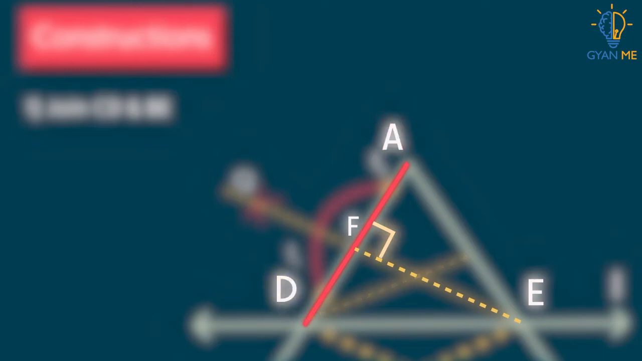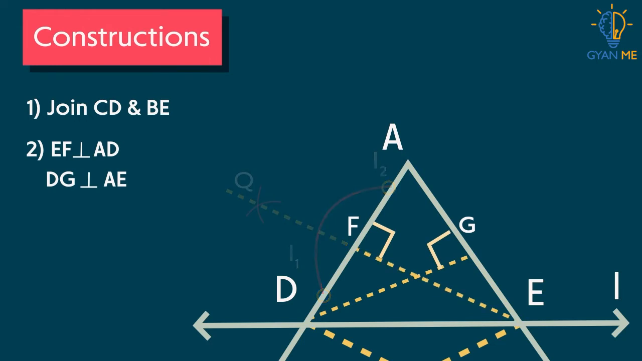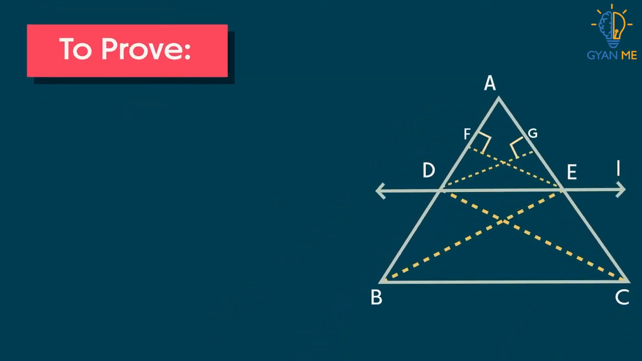So similarly draw perpendicular DG to the side AE from D. Therefore, now we have EF perpendicular to AD and DG perpendicular to AE. Now let us move to our theorem and prove it.